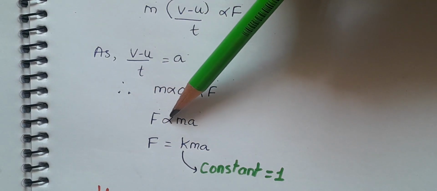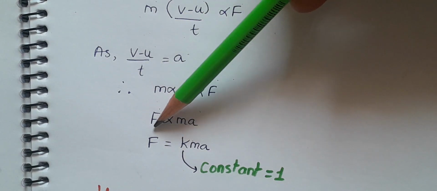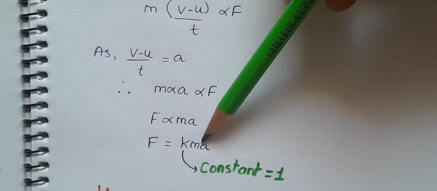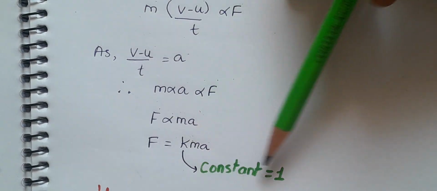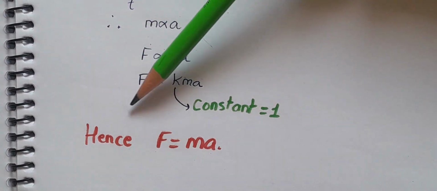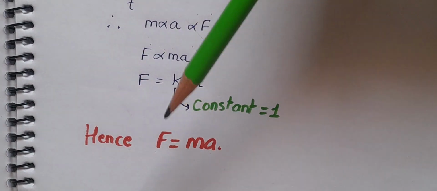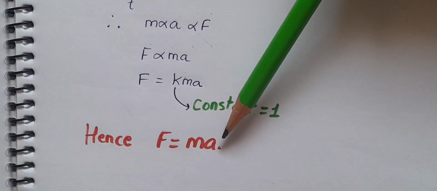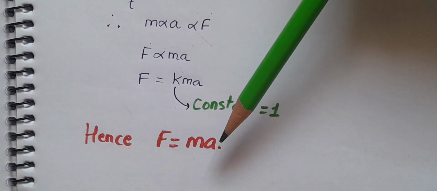Let us replace this proportionality with a constant. So, F is equal to k times ma. The value of k is 1. Hence, the formula comes out to be F is equal to ma. This is the mathematical equation for the second law of motion.